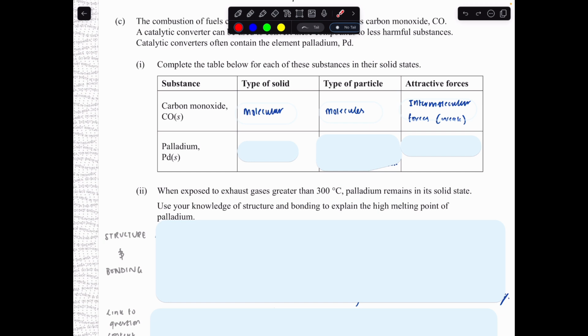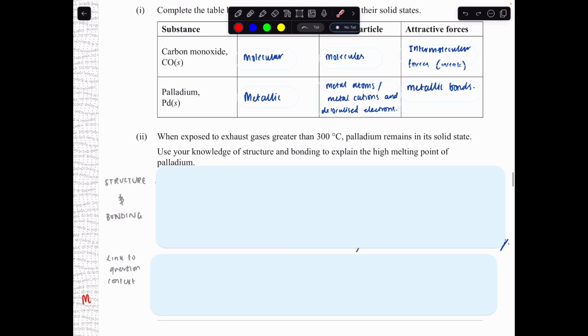Okay. Anyways, Pd, palladium, is a metallic solid. Type of particles, it's made up of metal atoms or metal cations and delocalized electrons if you want to add that bit of detail. Better to go overboard than underboard. Attractive forces are metallic bonds, which are quite strong. Okay, make sure to revise these things, guys, if you have forgotten.